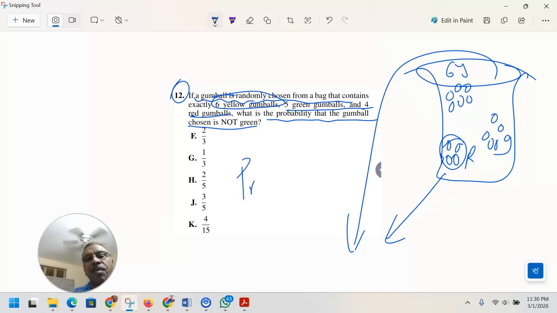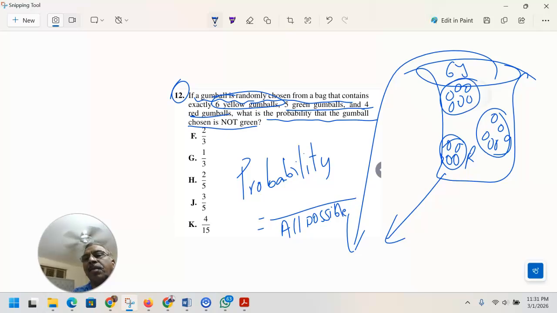Now what does probability mean? Probability is the ratio of favorable outcomes to all possible outcomes. Altogether, how many gumballs are there? There are 6 plus 5 plus 4, which is 15. Total number is 15. That means your denominator is going to be 15 outcomes. When you pick a ball, it can be any of these 15 balls.